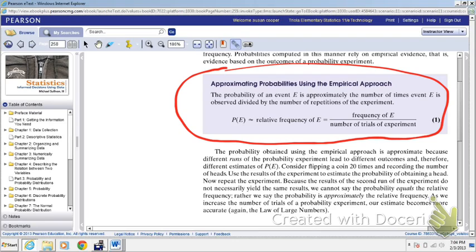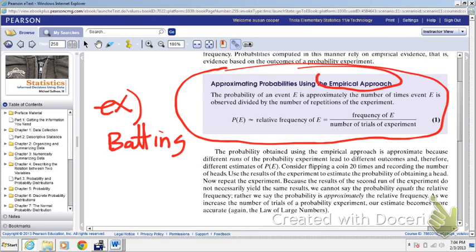First, we're going to talk about different approaches to probability. When most people think of probability, they think of the classical approach. But you could have the empirical approach, the classical approach, or the subjective approach. The empirical approach to probability is based on events in the past. I could read this box to you, but basically think about batting averages, something simple like that, or foul shot average.